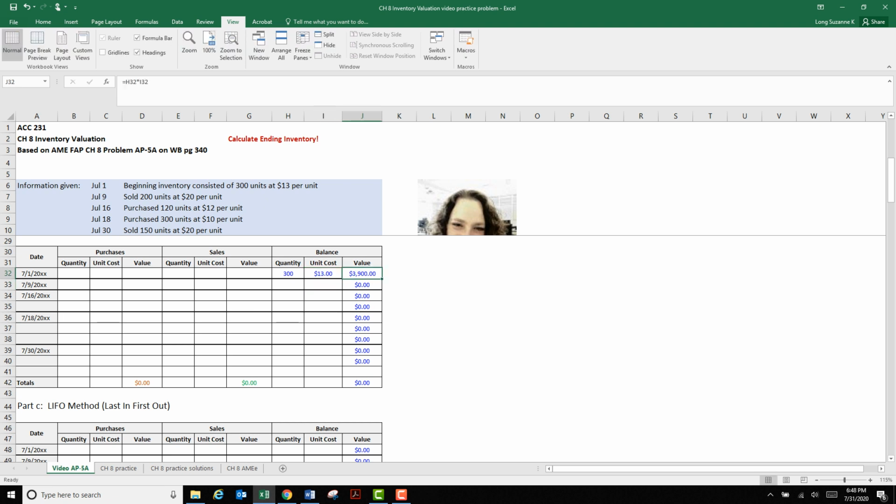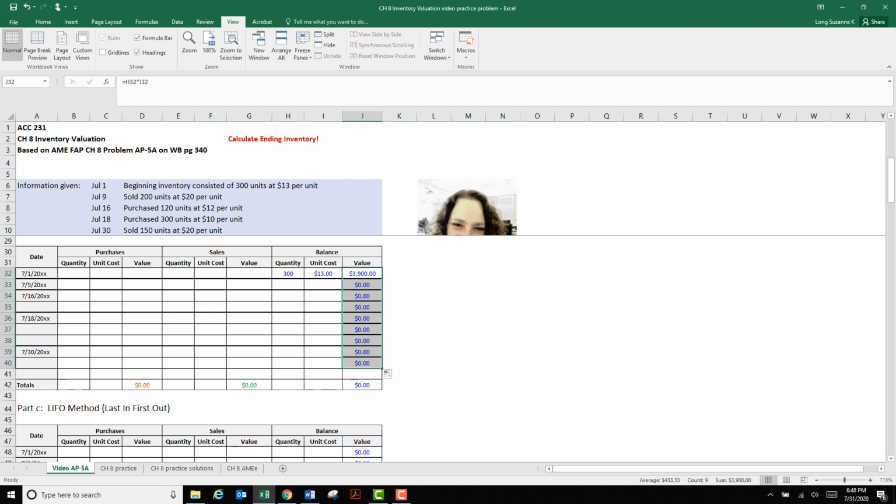And again, those formulas are in there that are multiplying for us. So this equals this times this, 3,900. July 9th, sold 200. So on July 9th, we want to be right here for the area for how many units were sold.